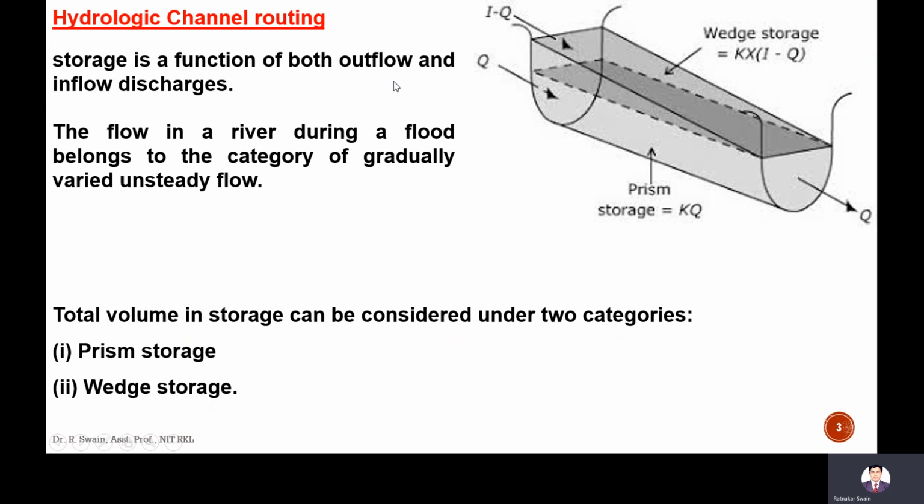The storage is a function of both outflow and inflow discharge, that we know. Channel routing, as I told in the last class, is the determination of the outflow hydrograph using the inflow hydrograph at any upstream section of a river. That is called channel routing.